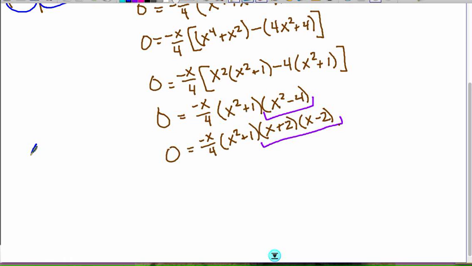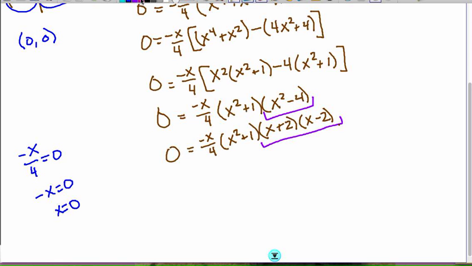I could have negative x over 4 equals 0. If I multiply both sides by 4, I get negative x equals 0 still, so x really equals 0. So I know one of my roots is going to be 0, 0.